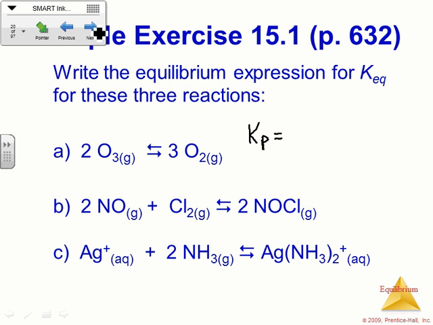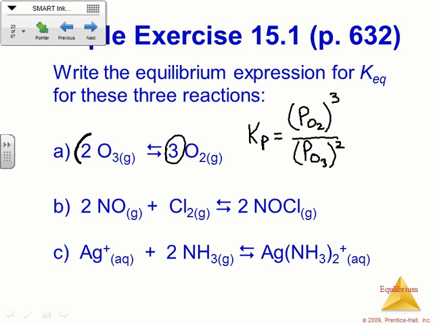So you've got your pressure of O2. I usually put these things in parentheses just to make it a little bit cleaner. But we raise that to the third power because there's a coefficient 3 in front, divided by the pressure of the O3 to the second power, squared because of the coefficient 2. So products over reactants, and then we just do whatever we need to based on the stoichiometry, either squared or cubed or whatever. And I wrote that one again in terms of P because these are all gases.